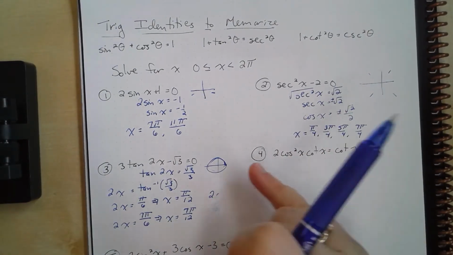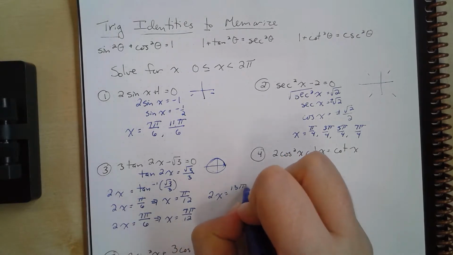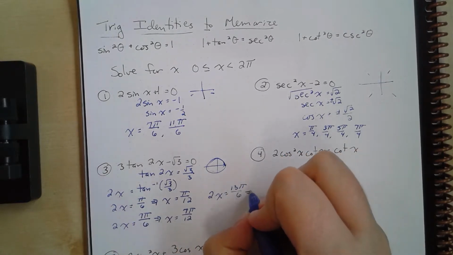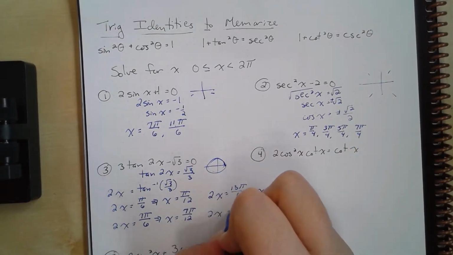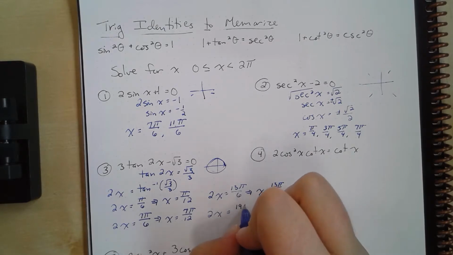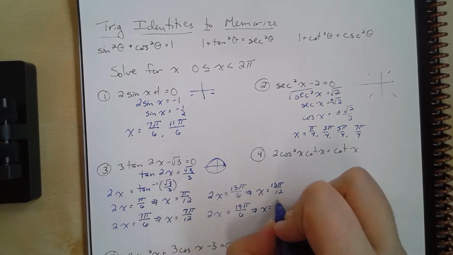Let me erase that a little bit there. So 2x can be equal to 13 pi over 6. And again, x could be equal to 13 pi over 12. Or 2x could be equal to 19 pi over 6. And again, x could be equal to 19 pi over 12.